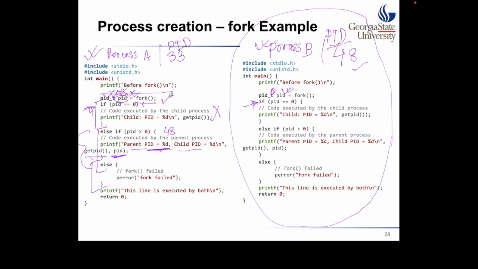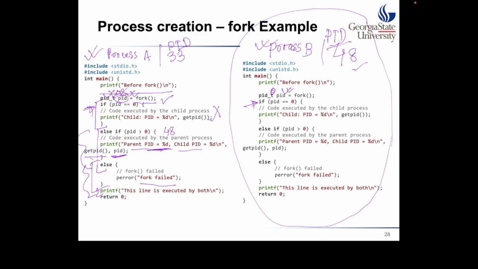Let's say that the fork didn't work well. In that case, this else block of code will be executed, and it will simply print fork failed. Also please note that this printf statement is free from these conditions. For this line we are not checking if PID equals 0 or if PID is greater than 0. So this line of code will be executed by both the parent and the child.